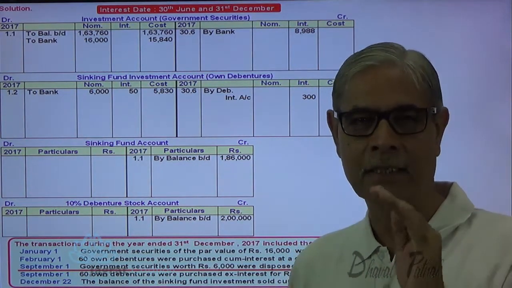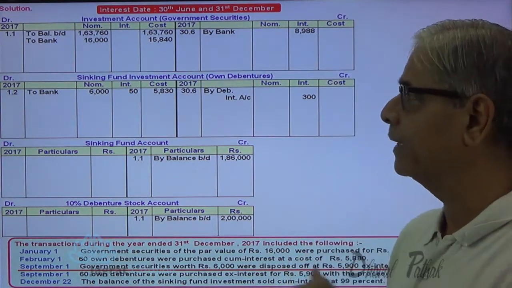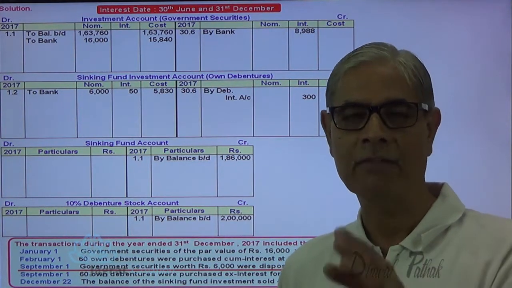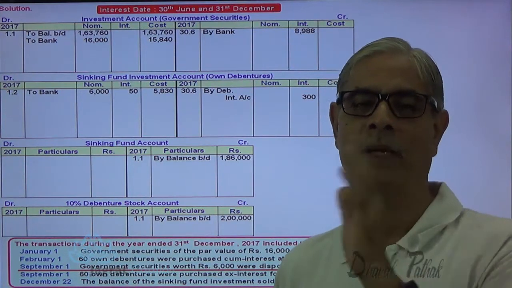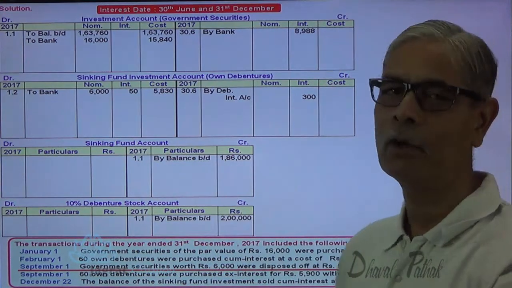Out of this 10,000 interest, you are not required to pay outsiders the interest on this 6,000 own debenture investment in own debentures. So you are required to pay 194,000. The amount payable to the outsiders will be credited to bank account, and this interest on own debenture I have already recorded.